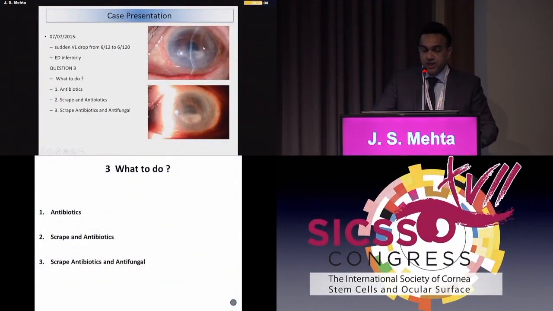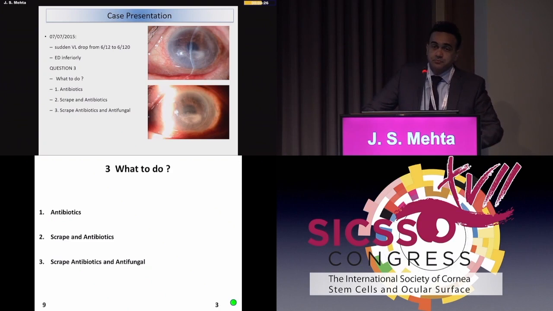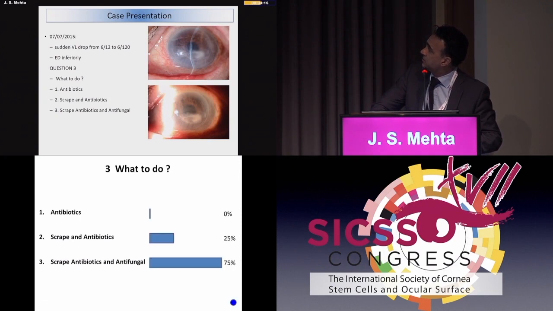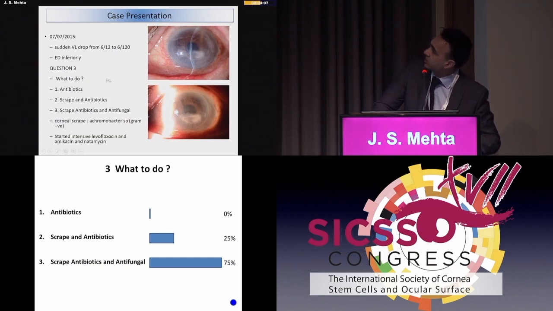He had an epithelial defect, and he had this lesion over here on the anterior surface of the cornea. So what would you do? Start him on empirical antibiotics, or scrape and start antibiotics and antifungals? Okay, basically everybody agreed: scrape, antibiotics and antifungals, so that's exactly what we did. What we found was an Achromobacter infection, which is a gram-negative species.